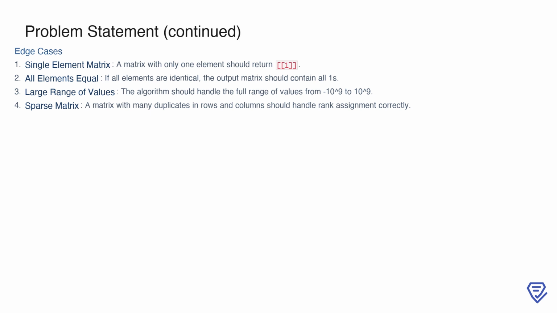When the matrix contains a wide range of values, such as -10^9 to 10^9, the algorithm must handle this large range without any issues. Finally, for sparse matrices with many duplicates in rows and columns, the solution must ensure that rank assignments remain consistent and correct across the matrix. These cases highlight the importance of designing an efficient and robust approach to handle all possible scenarios.